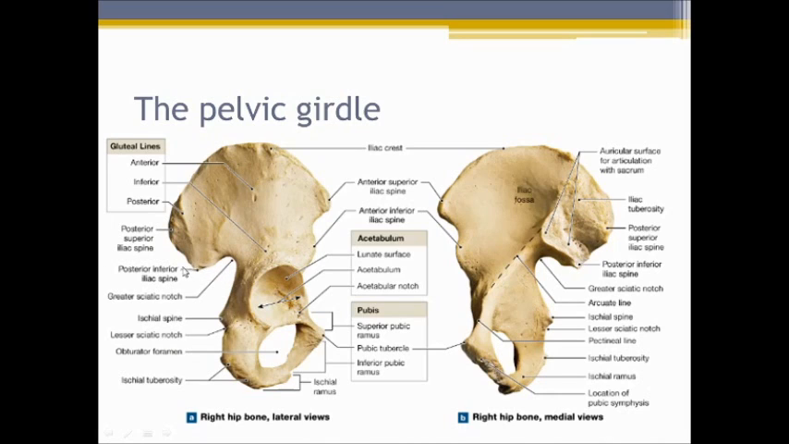Just inferior to this PIIS is the greater sciatic notch. It's where the sciatic nerve will pass through. And inferior to that is the ischial spine. Inferior to that is the lesser sciatic notch. The big hole in the center is known as the obturator foramen. The big roughened part on the ischium is the ischial tuberosity. And then you have the ischial ramus that meets with the inferior pubic ramus. The superior pubic ramus, and there's a pubic tubercle.